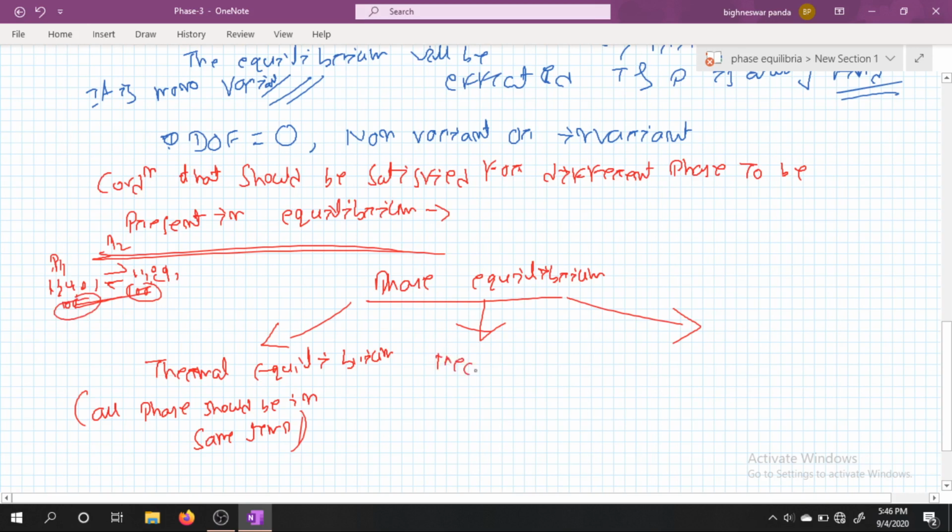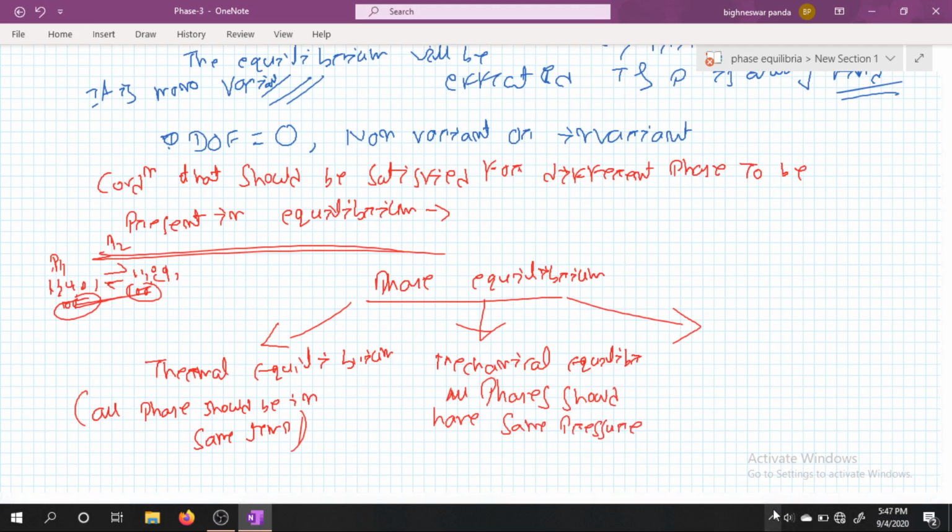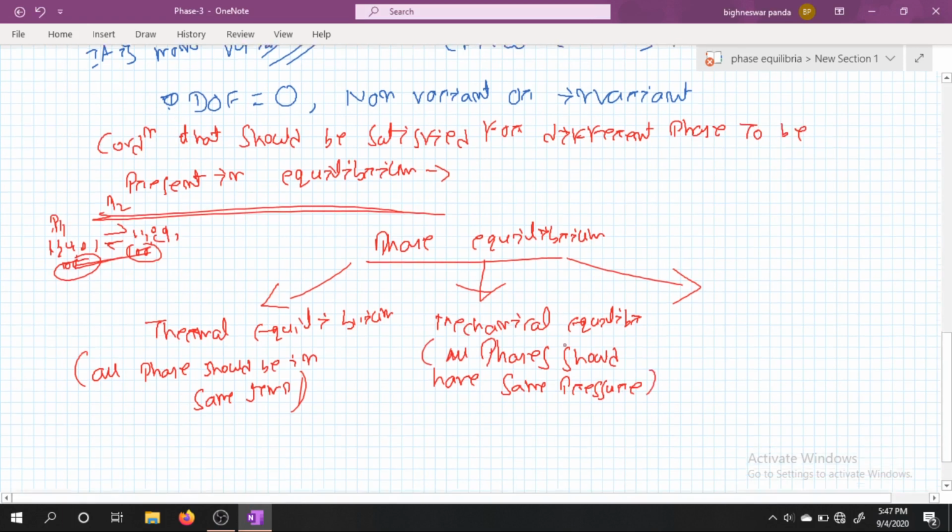Another equilibrium is mechanical equilibrium. That means all phases should have the same pressure. So mechanical equilibrium means all phases should have the same pressure.